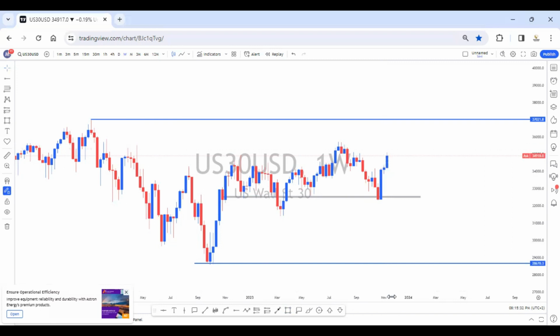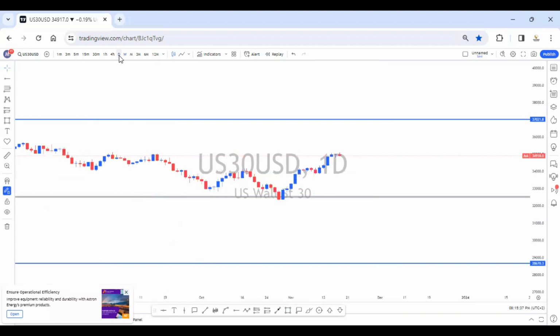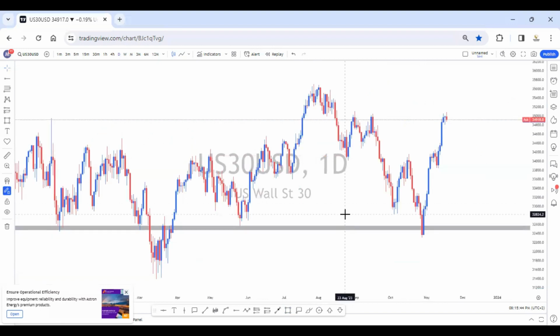But let's see what is going to happen. I'm going to go to a daily time frame because there are some other things that I cannot see on the weekly time frame. But just moving to another time frame, something will start to be clear. As we can see, our reversal is the inverse head and shoulders.